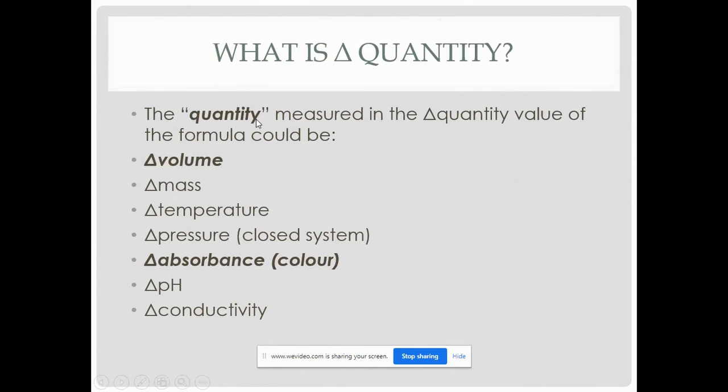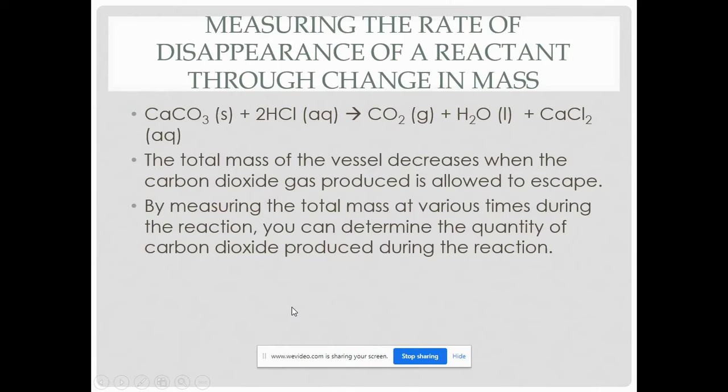Okay, so what does quantity mean exactly? So it could be the change in volume, the change in mass, the change in temperature, the change in pressure, the change in color absorbance, pH, or conductivity. So if you look at this reaction here, calcium carbonate, which is a solid, if you react it with hydrochloric acid, it forms carbon dioxide gas, water, and calcium chloride. The total mass of the vessel decreases when the carbon dioxide gas that's produced is allowed to escape.